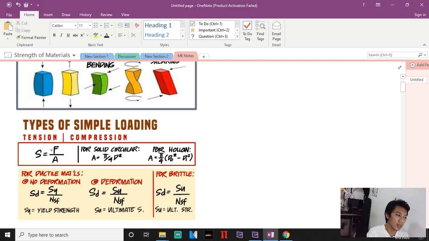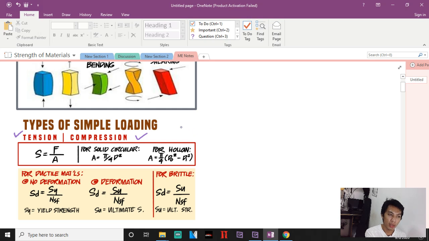So, let's go with the types of simple loading. Now, what are the types of simple loading? Meron tayo dyang tension, meron tayong compression. Where your tension is the pull of forces, the compression is the push of forces. By general formula, we denote stress as S, F is the load or the force, and A is the area, cross-sectional area of your material.